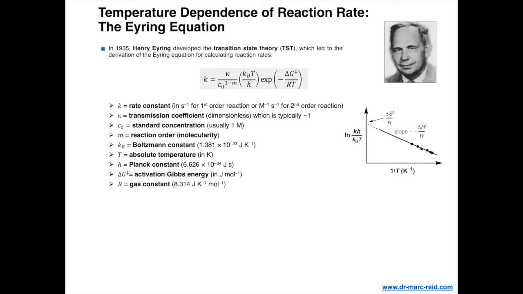Oftentimes, the term involving M, reaction order, is missed out from the Eyring equation, but it is an important consideration if the equation is used and understood properly. Note too, in the temperature term, it looks a lot like the Arrhenius equation, but now we state delta G trans rather than E subscript A, because the Eyring equation is derived from transition state theory, which relates to a single step, the rate limiting step, of a reaction.